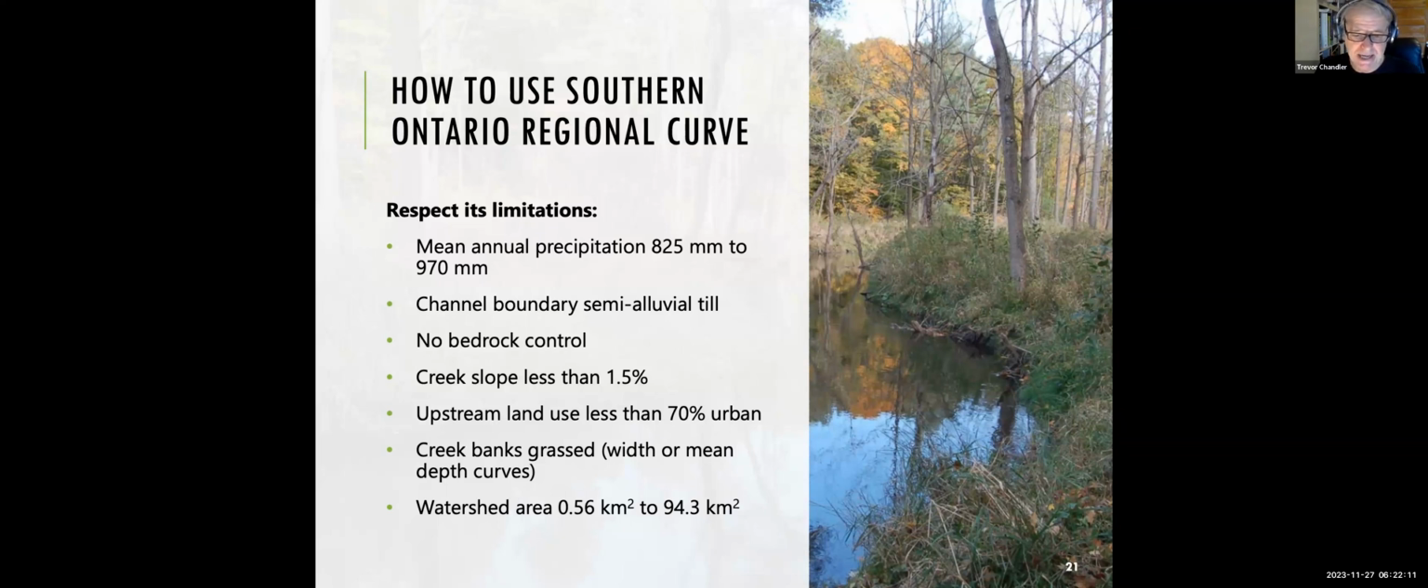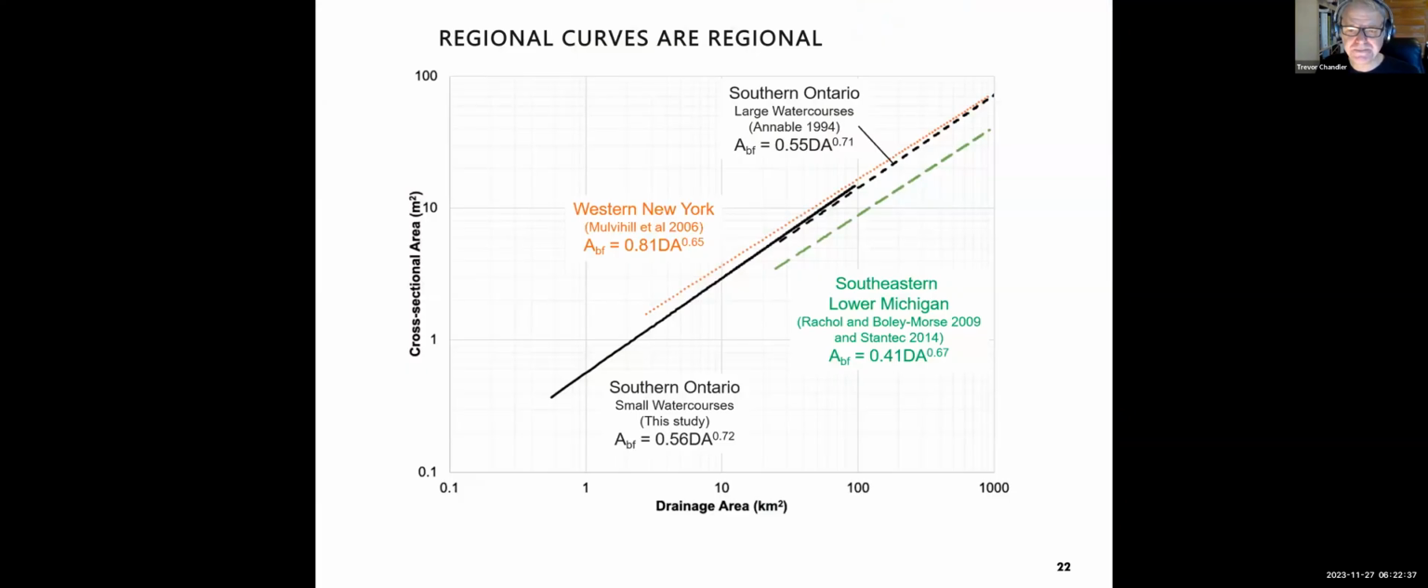So if you're looking at the width and mean depth curves, if you're in a wooded area, then don't use this regional curve to estimate bankfull width or depth. But the bankfull area curve still applies regardless of bank vegetation. And the watershed areas we looked at range from about half a square kilometer almost up to 100 square kilometers. So it nicely fitted that lower range that we were looking for.